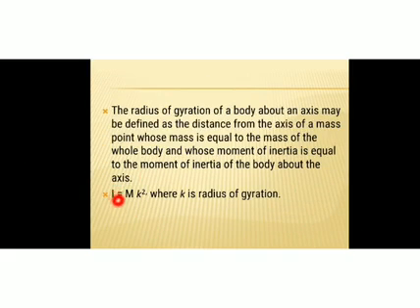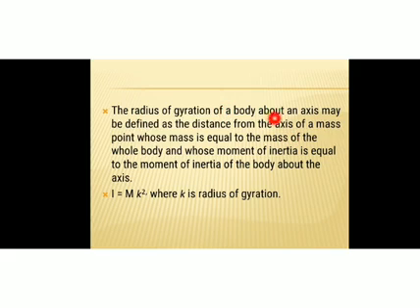This is the equation to find out radius of gyration. I is equal to mk square, where k is the radius of gyration. K is the distance of the center of mass from the axis of rotation. So that is what is explained in this derivation.